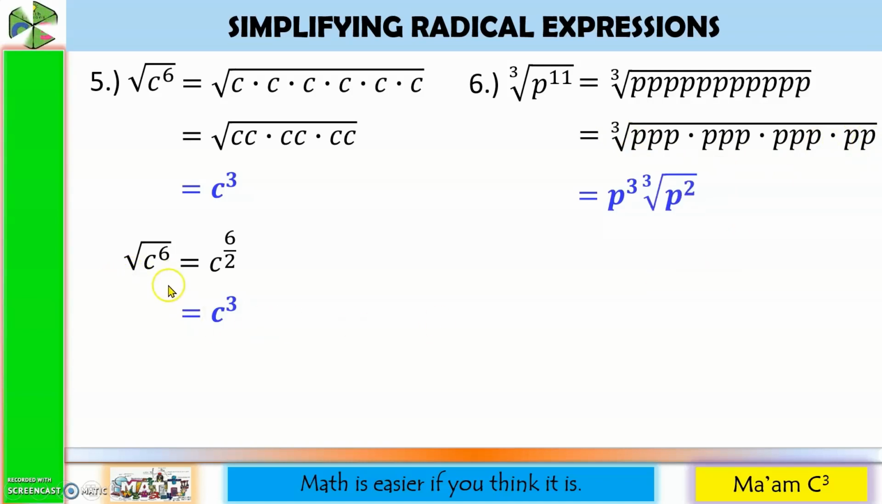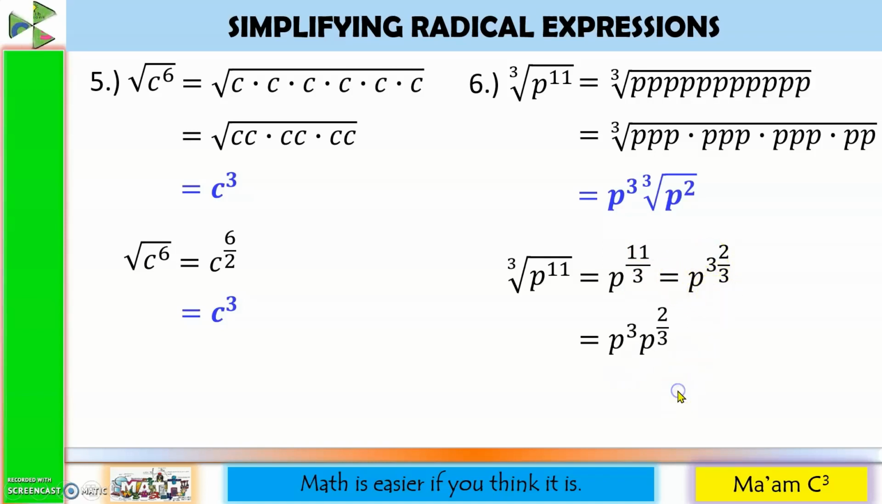Let's try this method. So this is the cube root of p to the 11th. Let us convert this into exponential form. The 3 here will become the denominator of the exponent. So this will be equal to p raised to 11 over 3. And 11 divided by 3 is 3 and 2 thirds. Now let us isolate the p cubed, and let us rewrite the remaining p raised to 2 thirds.